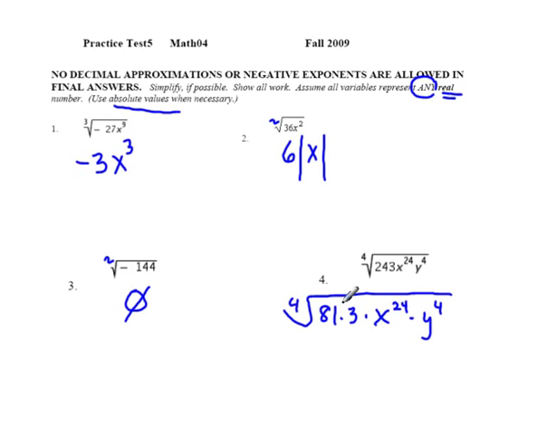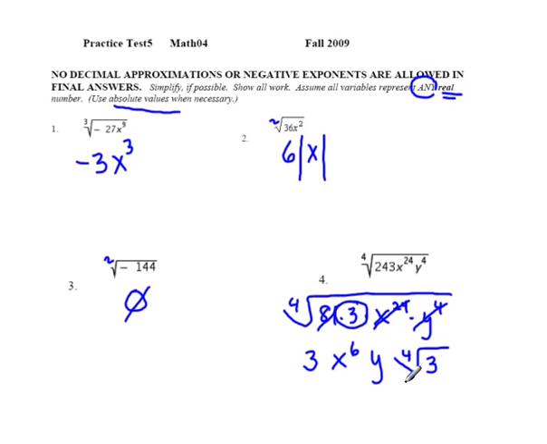So the fourth root of 81 is 3. We're going to leave in this 3 because it's not a perfect root. X to the 24th, the fourth root of that would be 24 divided by 4 gives you x to the 6th. And then y to the 4th is 4 divided by 4 gives you y to the 1st. So the only thing left under the radical is going to be the fourth root of 3.